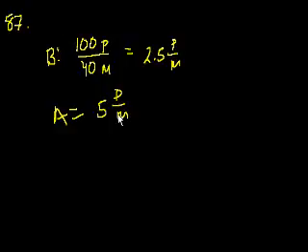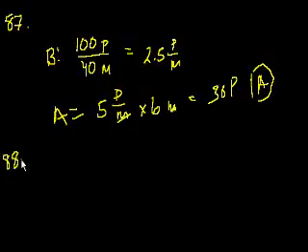If each machine produces parts at a constant rate, how many parts does machine A produce in 6 minutes? So 5 parts per minute, times 6 minutes. The minutes cancel out. 6 times 5 is 30 parts. Choice A.